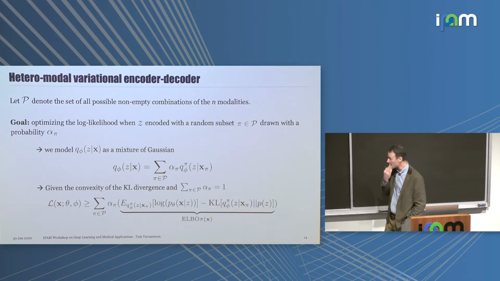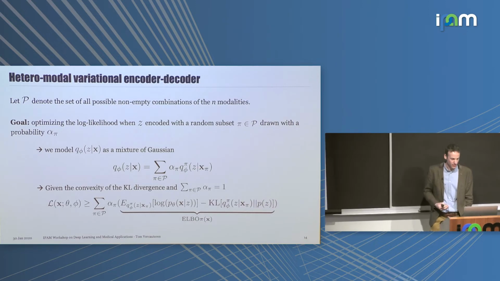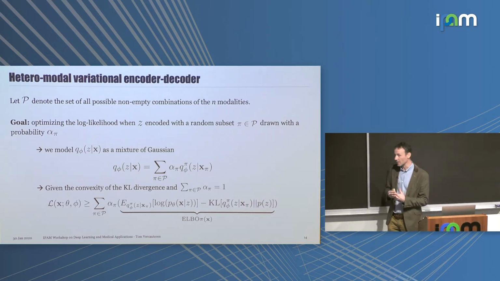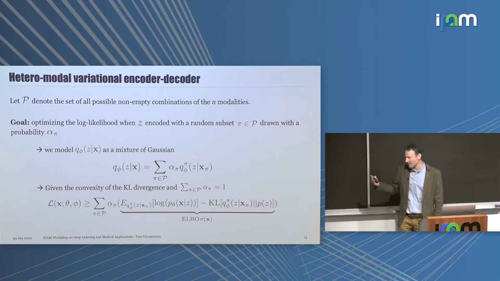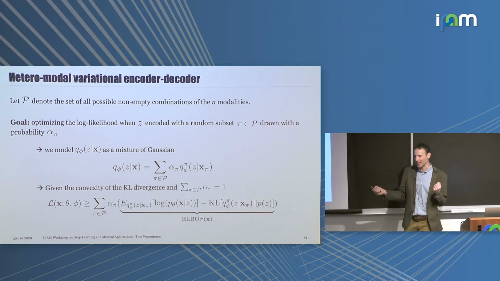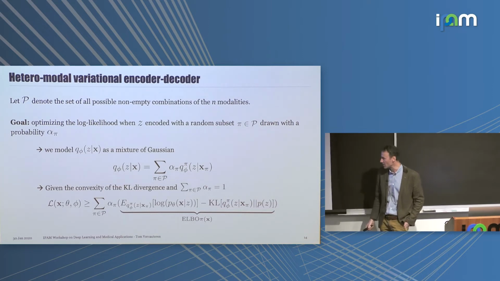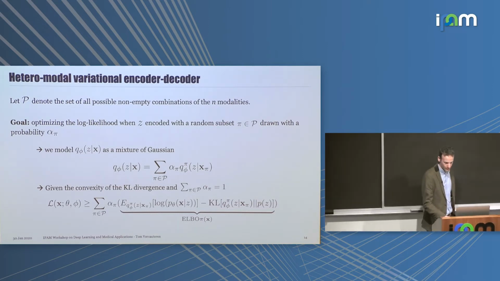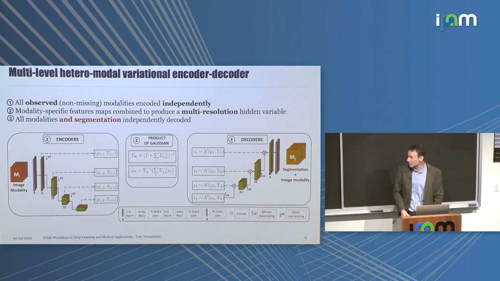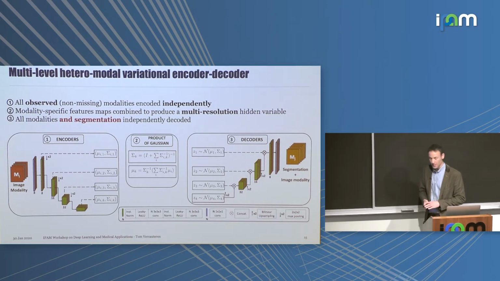Now, in addition to dealing with multiple modalities, we can introduce the missing modalities by doing some form of ancestral sampling. We extend the model so that we have a mixture of Gaussians. We draw independently the modalities that we have access to, and then we merge them together. This fits nicely into the ELBO formulation as well. Great, so essentially we have this extended variational encoder-decoder strategy.